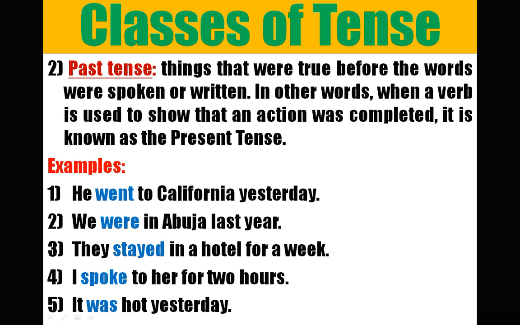Now look at the first example carefully again. If I say "He is to California yesterday," you know the grammar is very, very wrong, and it does not indicate any particular action, whether it took place, is happening, or will take place.